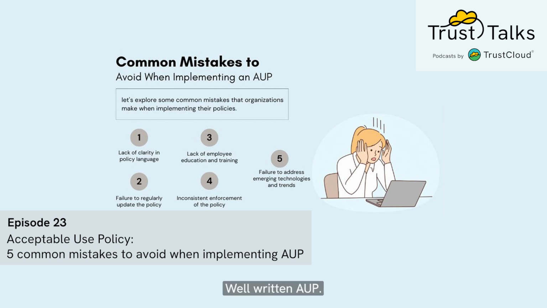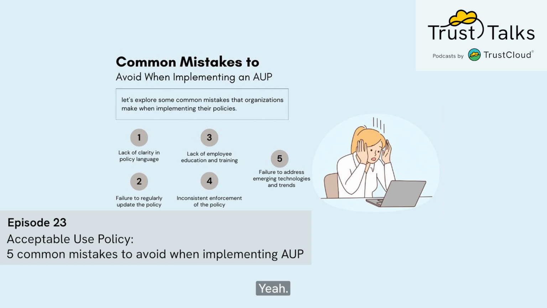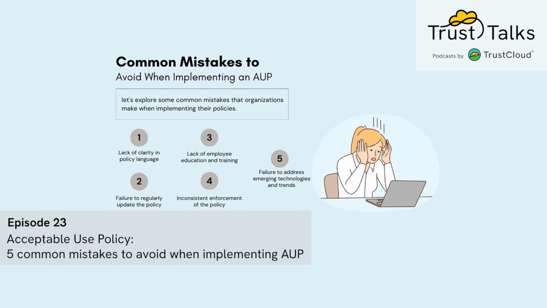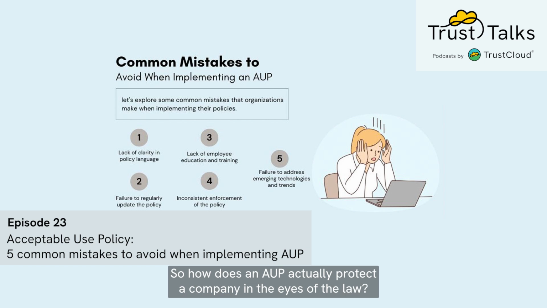Exactly. A well-written AUP can be a company's best friend in legal situations. Yeah. It's like having a shield to protect them from all those legal arrows. Okay, I like that analogy, a legal shield. So how does an AUP actually protect a company in the eyes of the law?